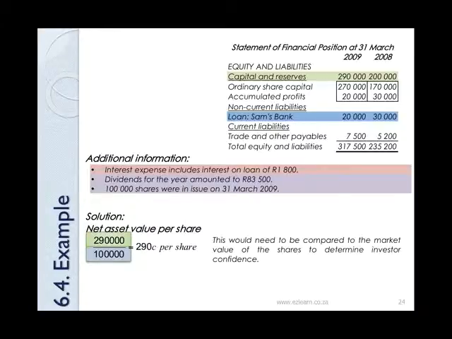In other words, what assets do we have after we've taken into account how much we owe others? We can now see that our net asset value is 290,000 divided by the 100,000 shares in issue to get a net asset value of 290 cents per share. In order to make meaning of this, you would need to compare it to the market price on the JSE.